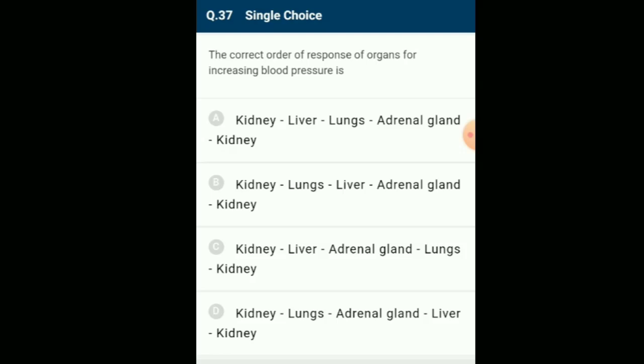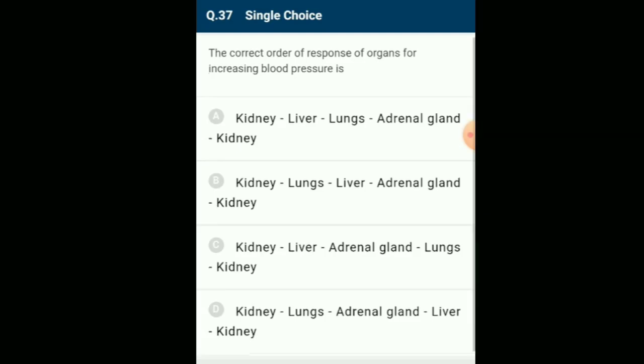Angiotensin 2 is a vasoconstrictor and also stimulates the adrenal gland, which releases aldosterone. Aldosterone acts on the kidney and helps in absorption of sodium ions. Thus, this mechanism increases blood pressure. So the correct sequence is option A: kidney, liver, lungs, adrenal gland, kidney. That is the correct order.